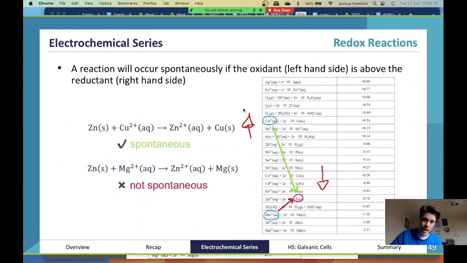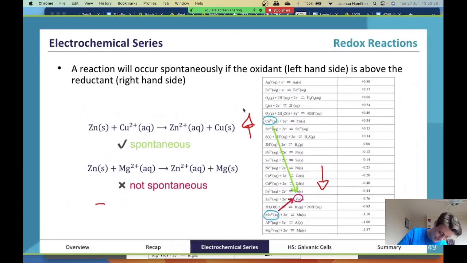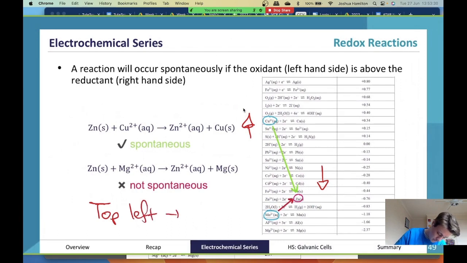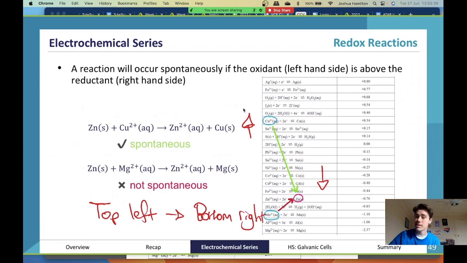Really important. For spontaneous reactions to occur, it is top left to bottom right. It's the same as what we think about with our oxidant and reductant strength. Top left, bottom right. So always think of it like that, for spontaneous reactions, which is what you're going to work with this year in redox reactions.